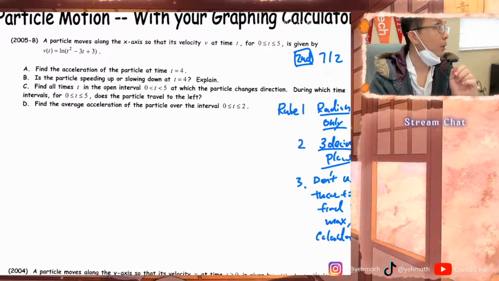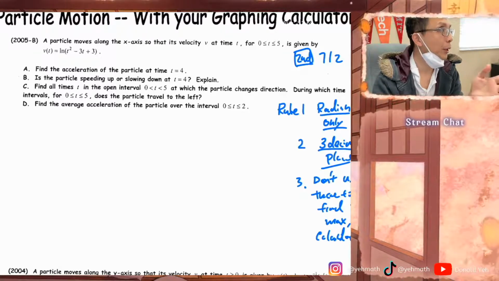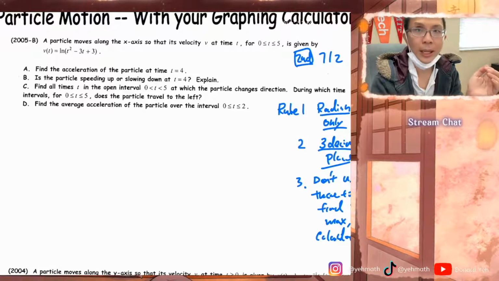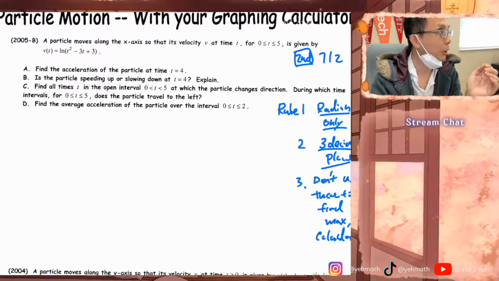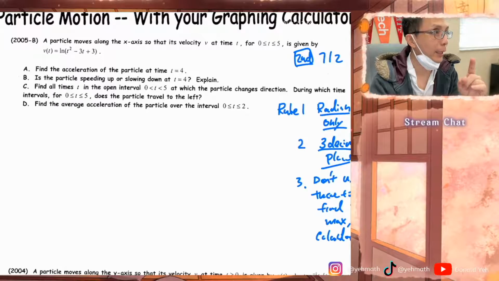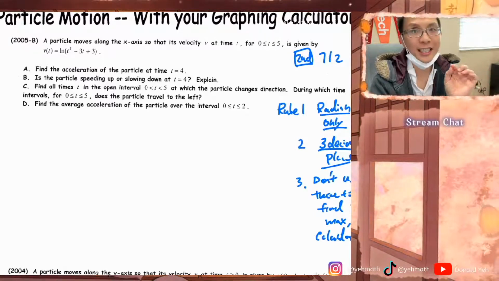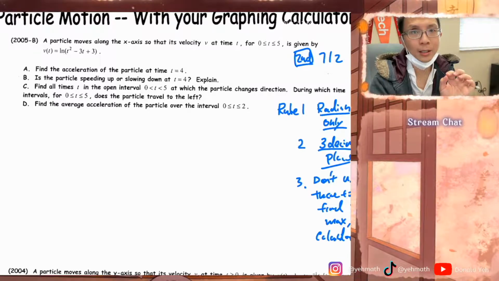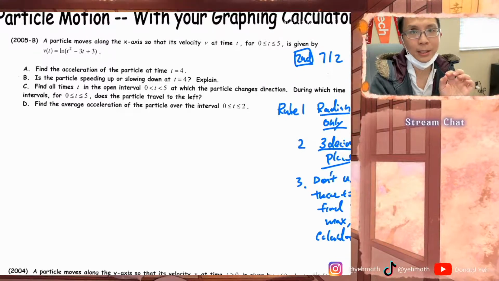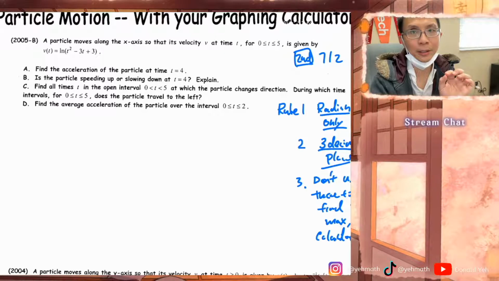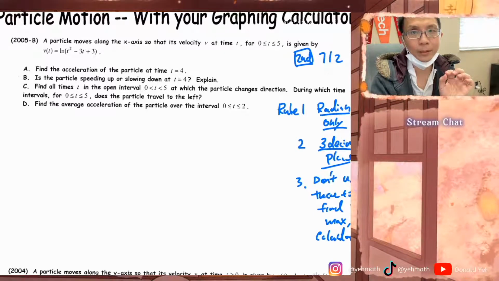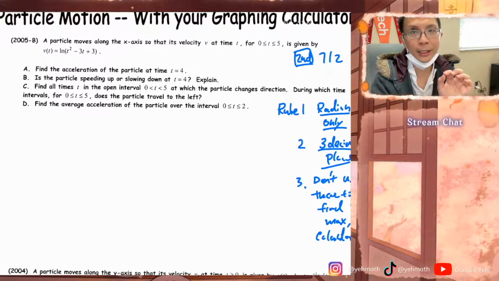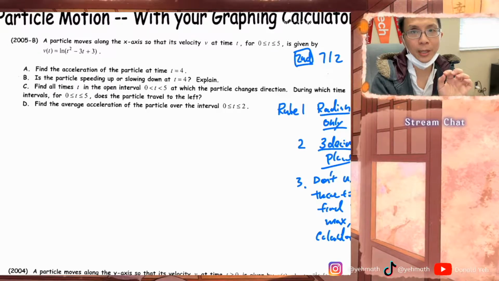What if your t is maybe something like a pi, right? And there is no pi here. What do you do? You can go in, you can change the settings. The table set is right here. Do you see the table set? You can change the table set here and change it to independent: ask. Wait, how do you do that again? You go second table set, second window, and then go to independent and just go ask.